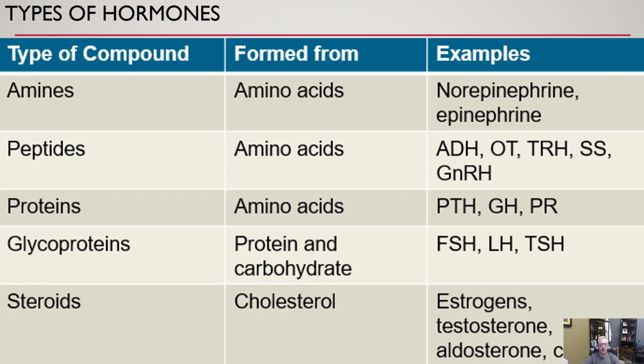So you're going to have to know what falls under what category. We'll talk a little bit more about each of these hormones later on. Remember, proteins are long chains of amino acids. Peptides are short chains of amino acids.